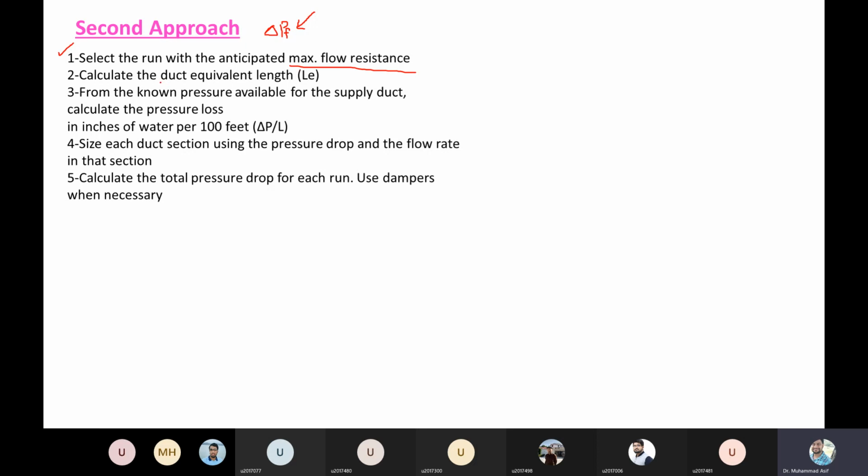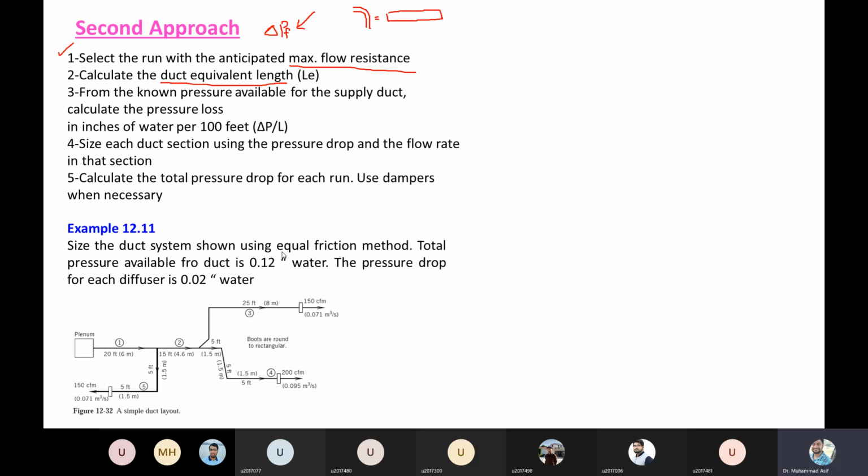Then you can calculate the duct equivalent length. I have explained how you can calculate the duct equivalent length, because an elbow can have an equivalent length to a straight duct. So you can have the equivalent duct length, right? Once you have calculated that, then from the same table, the same chart that I have shown you, you can calculate the size and diameter of the duct. Let me give you an example, then you will understand.